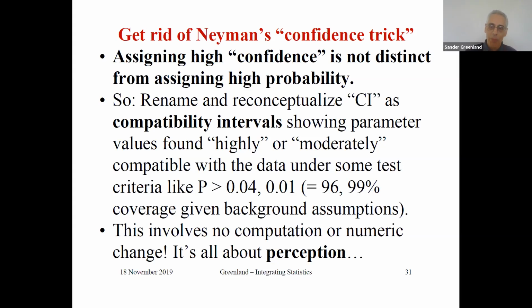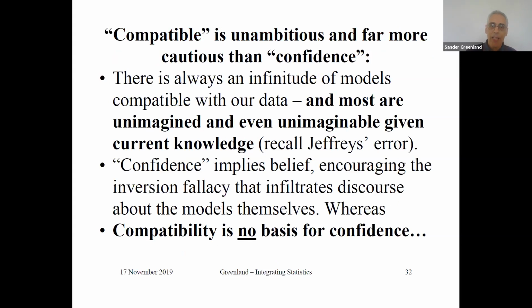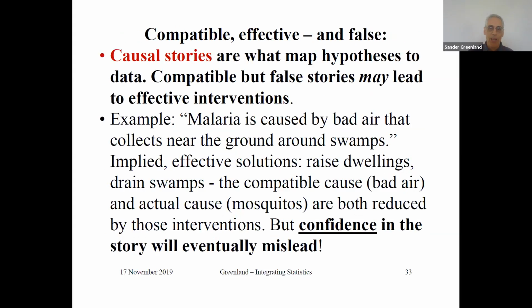This involves no computation or numeric change. It's all about perception. Compatible is unambitious and far more cautious than confidence. There's always an infinitude of models compatible with our data, and most are unimagined or even unimaginable given current knowledge. Just recall Jeffreys' error about continental drift. Confidence implies belief, encouraging the inversion fallacies that infiltrate discourse about the models, whereas compatibility is no basis for confidence.